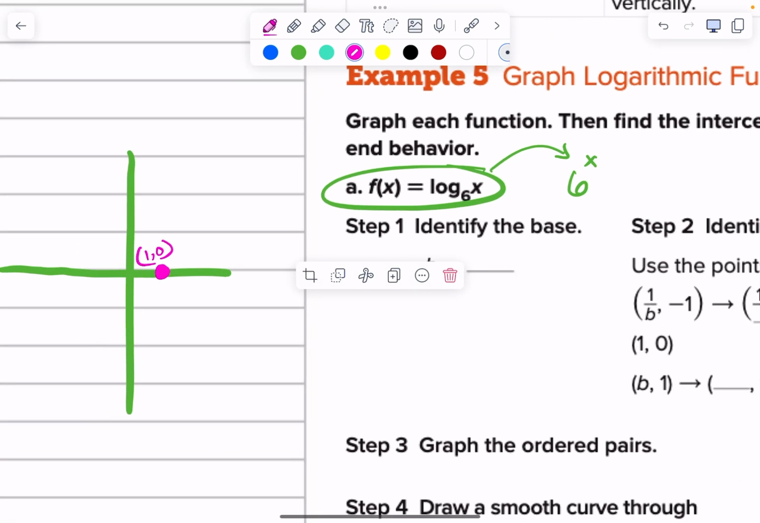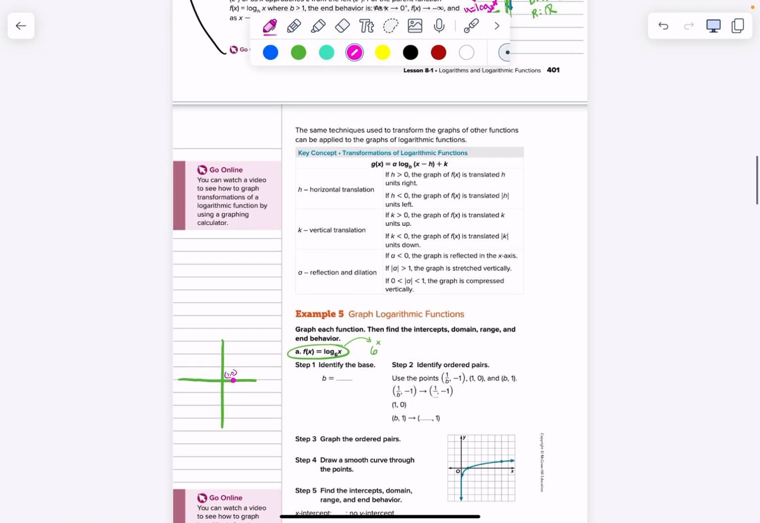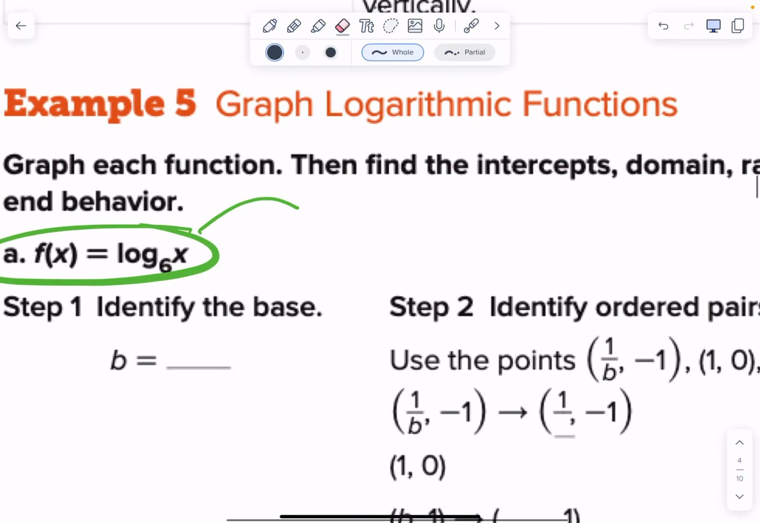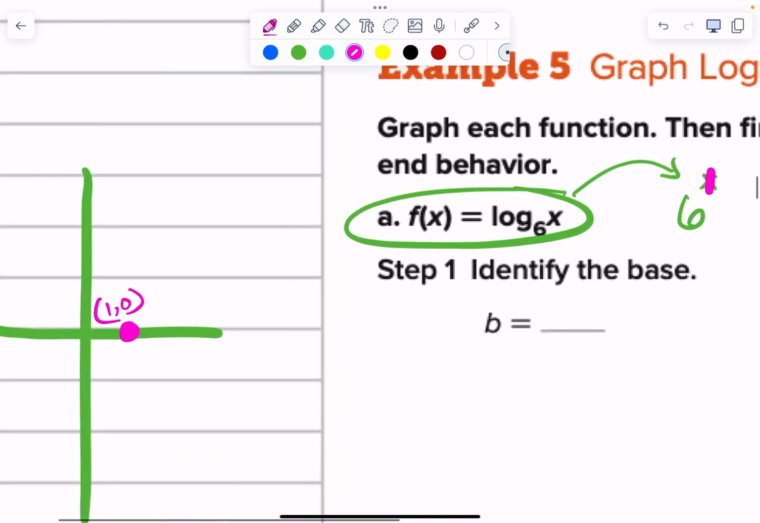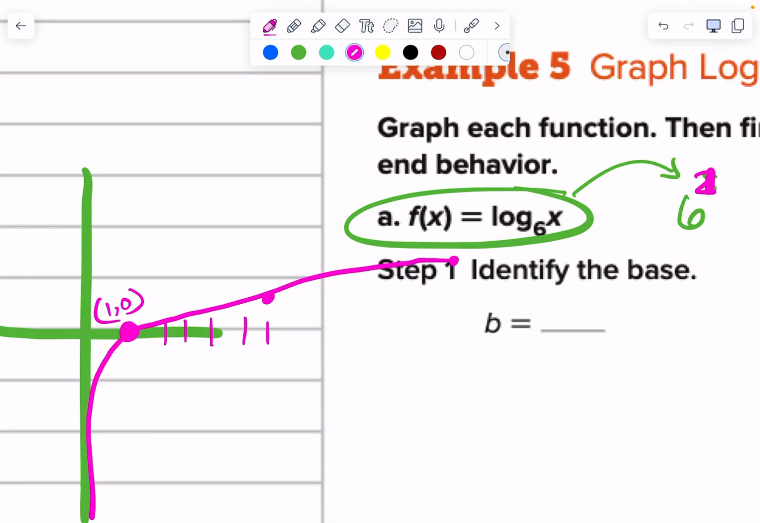Now, let's figure out where the next spot is. If I plug 1 into here, 6 to the first power is 6, okay? So this would be (1, 6) up here, but now it's going to be (6, 1), right? 1, 2, 3, 4, 5, 6, (6, 1), right there like that, okay? If I go to 2, 6 squared is 36, right? So this would be (36, 2), all the way up here, and he's going to go like this. Like that. Okay?